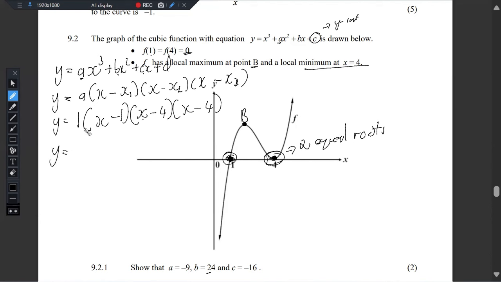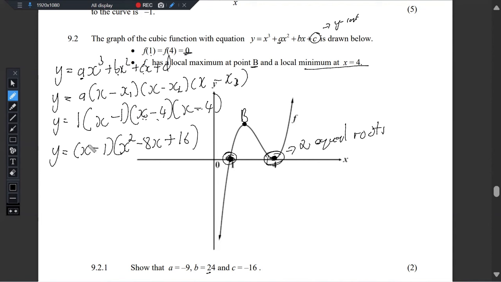Then now we can go on with this. Obviously, we have a coefficient of 1 here. Then let's deal with these brackets first, the second and the last bracket. Then it's x squared. X times -4 is -4x, and then -4 times x is also -4x. So when you add them together, that's -8x. -4 times -4 is +16.